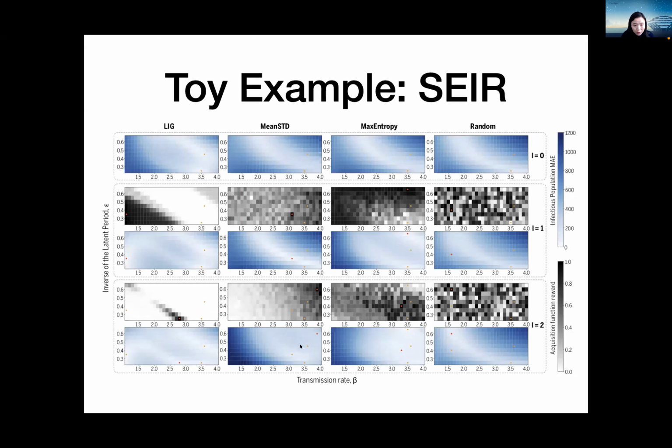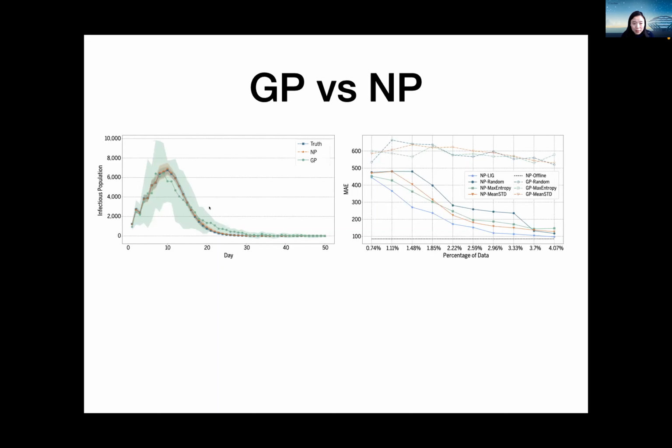We can also compare the behavior of Gaussian process with neural process. As mentioned, the goal is to provide a much more scalable and flexible version of Gaussian process. But for the simple example, we want to make sure it can indeed learn similar behavior to Gaussian process. So this is the infectious population over a number of days. The truth is in blue, the orange line is neural process, and the green line is Gaussian process. We can see that neural process fits better than Gaussian process for mean prediction. In terms of uncertainty quantification, Gaussian process gives a wider uncertainty, with confidence intervals that actually reflect the true uncertainty of the simulator.